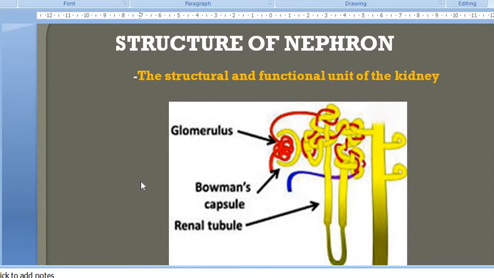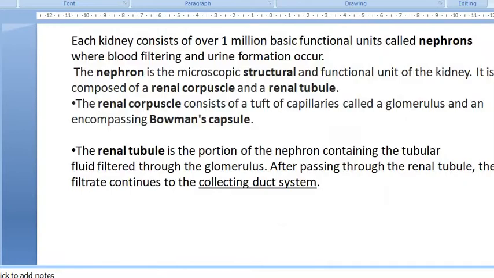Nephron is also called the structural and functional unit of kidney. In each kidney, there are over 1 million basic functional units. They are nephrons, where blood filtering and urine formation occur.